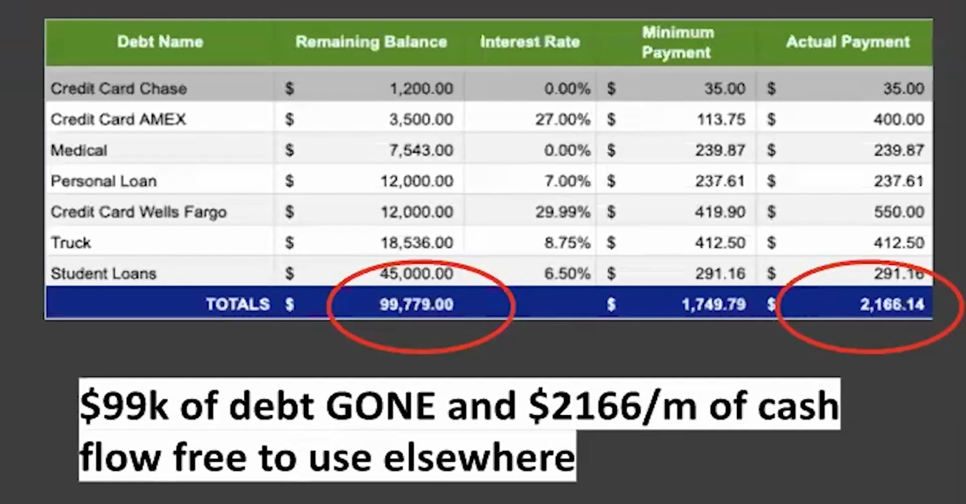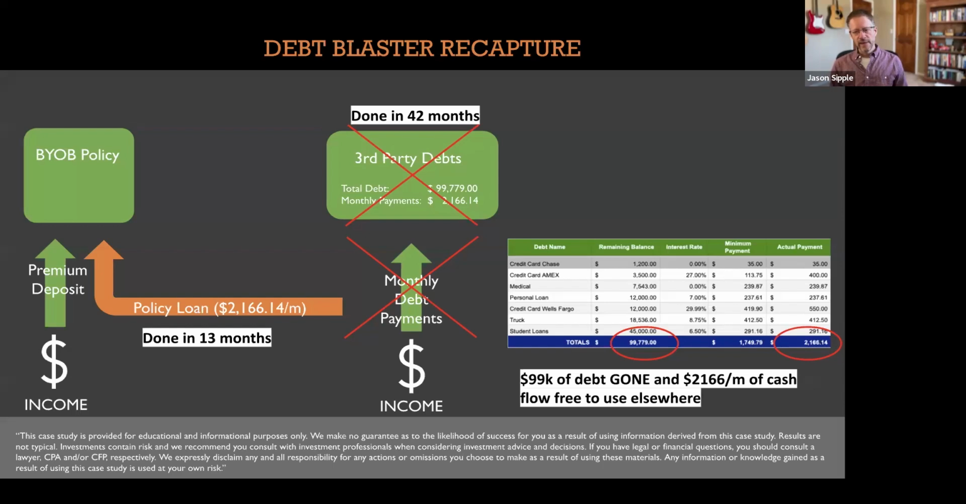But here's where it starts getting really exciting. You have $2,166 of cash flow that was going to debt servicing. My question to you is, what are you going to do with that now? And that's where I would suggest getting back on a call with Jason, strategize. Maybe it's time to start another policy, maybe one for your spouse, your kids, and keep building your system.